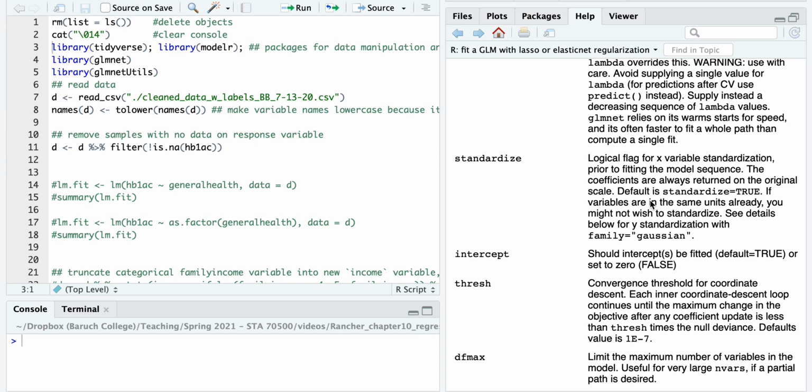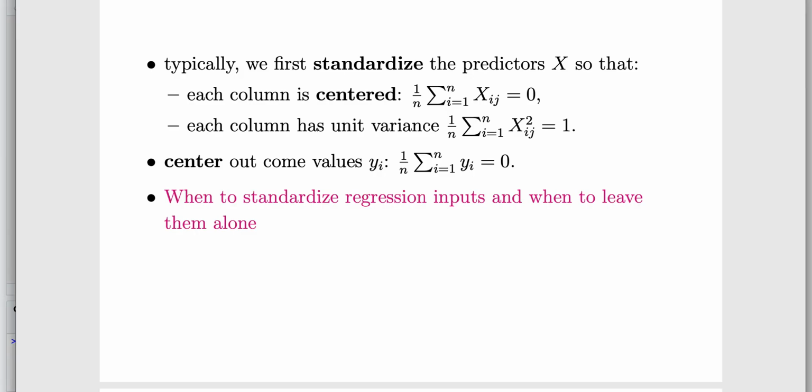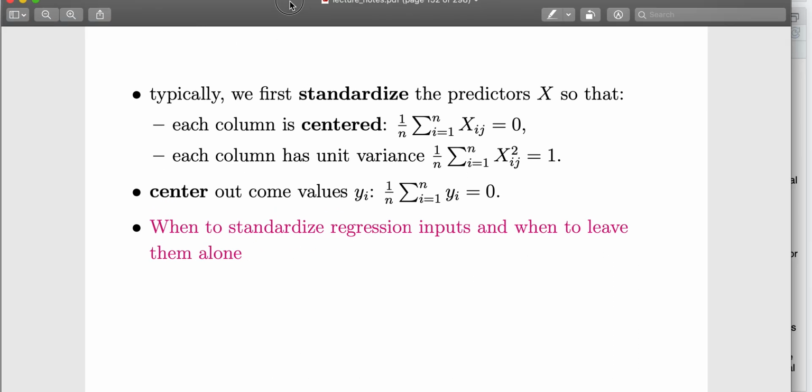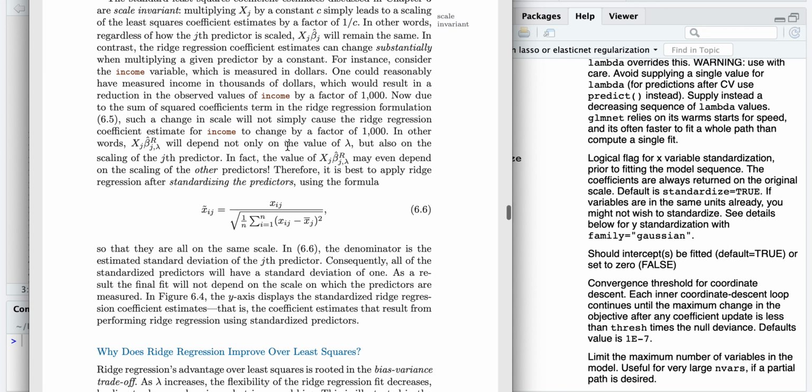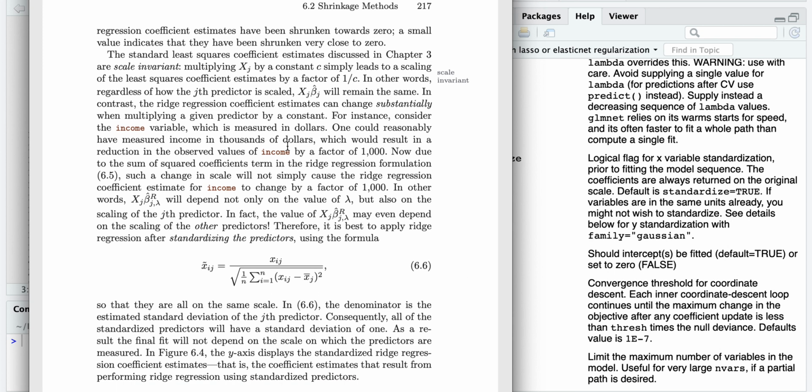Hello. So in this lecture, I want to talk about standardizing the coefficients. Standardizing means that we want the predictors to be zero mean and unit variance. And if you want to, for reference, you can look at the ISLR book, page 217.